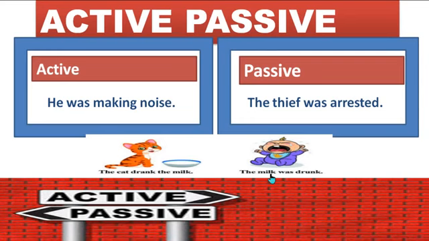So this is the main difference between active and passive sentences. If the sentence is starting from a subject which is taking the action, the sentence is active. If the sentence is starting from a word on which or on whom the action is being taken, that means the sentence is passive.